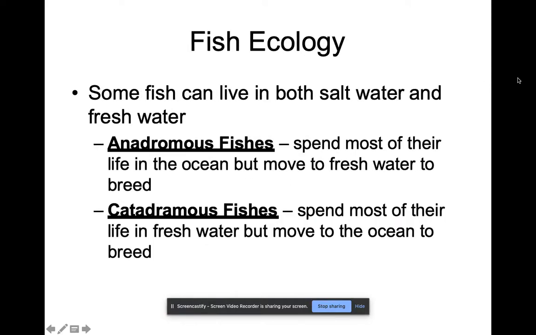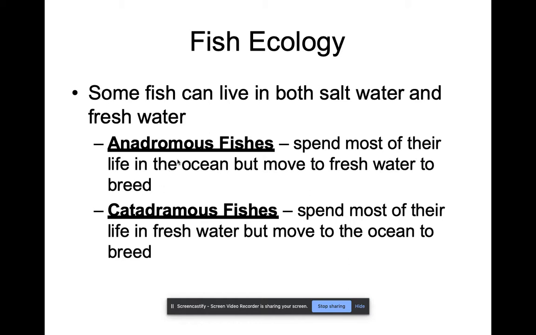Some more vocabulary for you. We've got two different ways in which fish breed, right? We're very familiar with the spawning aspect of fish, so essentially all fish kind of trying to mate around the same time. But we have two ways we could do that. One is anadromous, which is that as adults, they're going to spend most of their life in the ocean. But when it's time to breed, they're going to make their way back into fresh water. So again, salmon, great example of that. Try to connect an example with this definition.